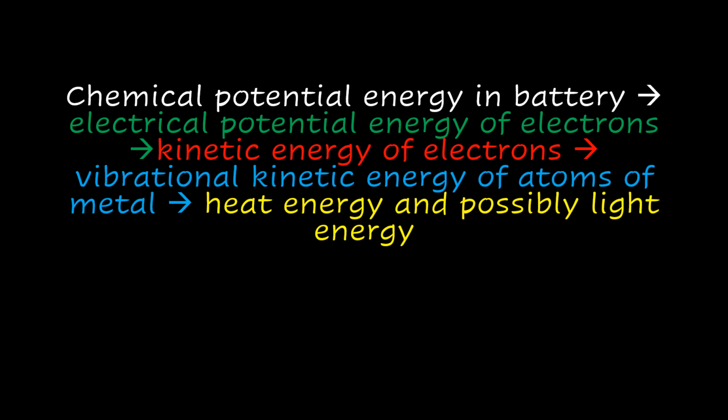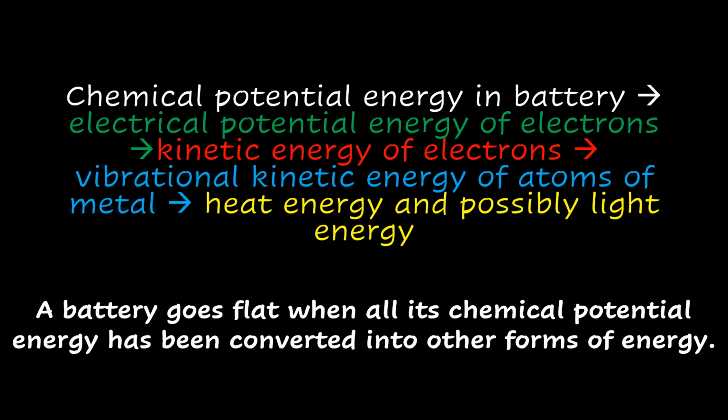Since energy is always conserved, the battery goes flat when all its chemical potential energy has been converted or transformed into other forms of energy. A battery goes flat when all its chemical potential energy has been converted into other forms of energy.